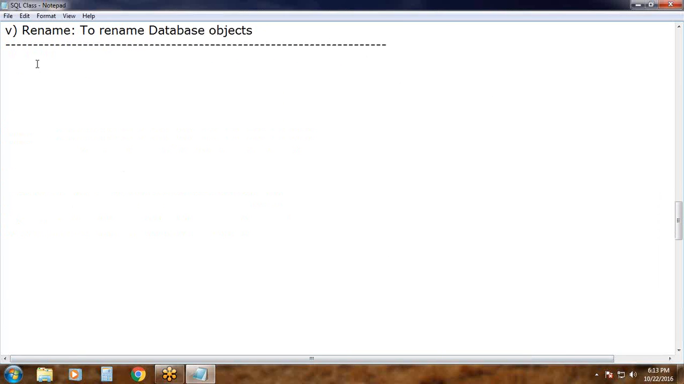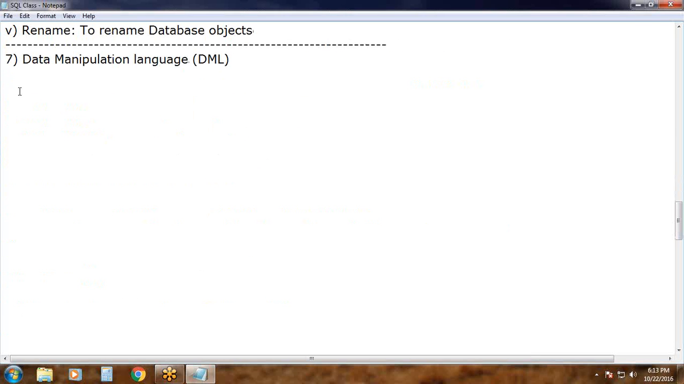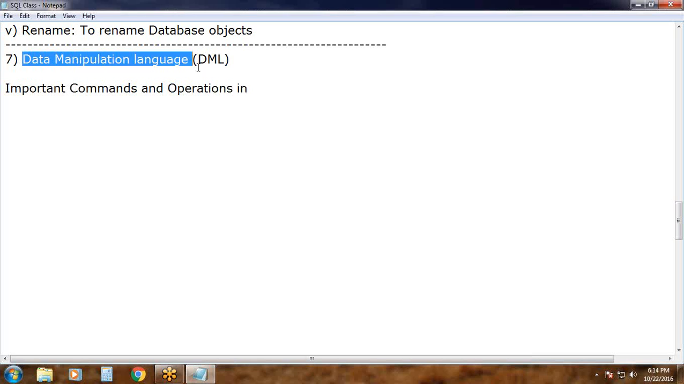Okay, good. Next, seventh one. Data manipulation language, DML. Short forms also there. First one, DDL. What are the important commands and operations in data manipulation language, a subset of SQL?